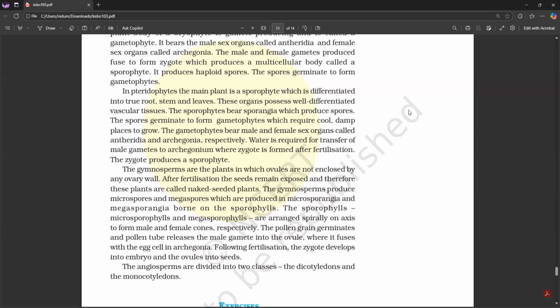The angiosperms are divided into two classes, the dicotyledons and the monocotyledons. So this was the plant kingdom.